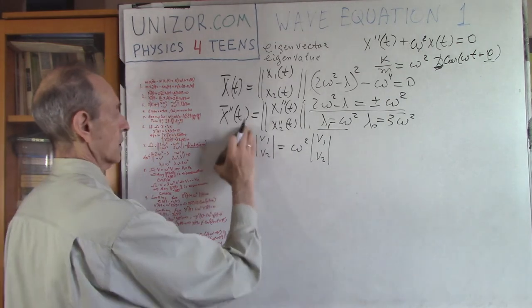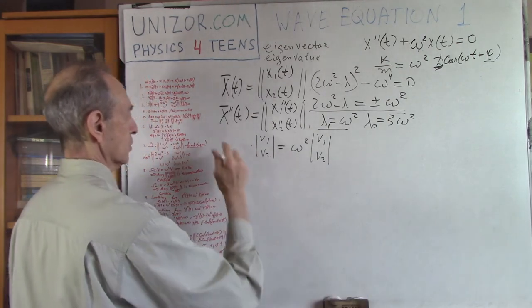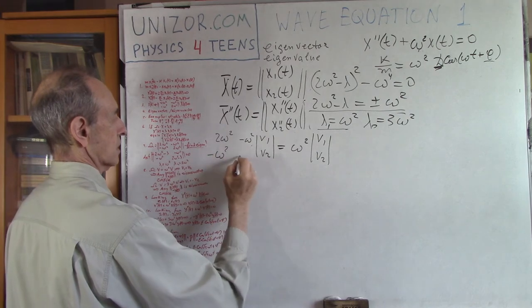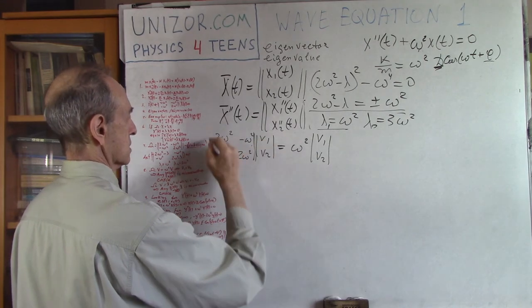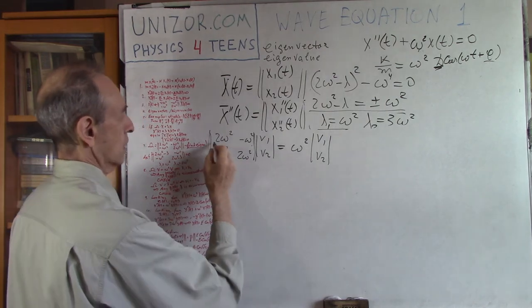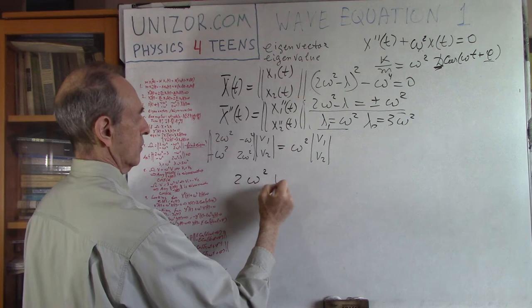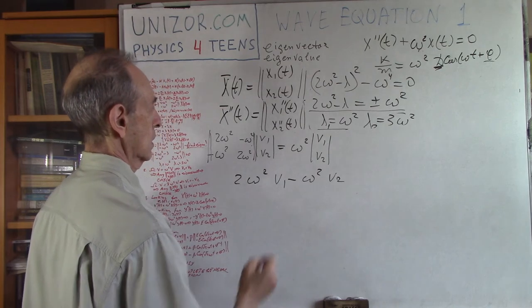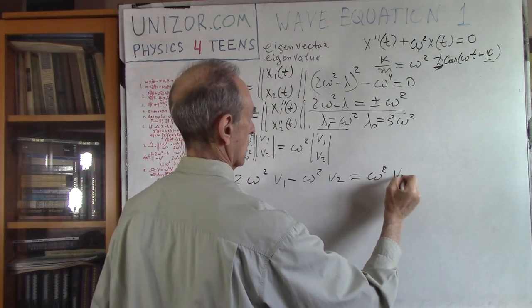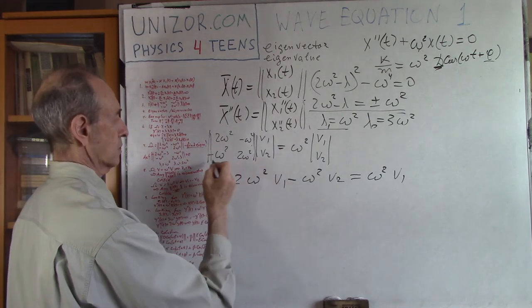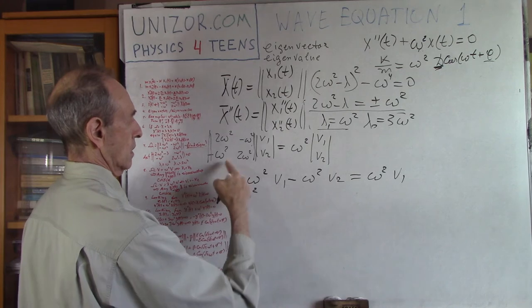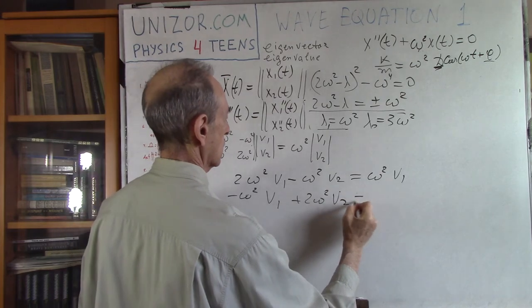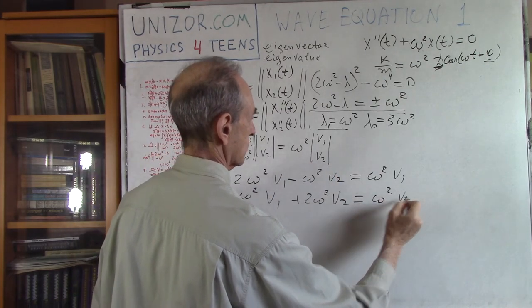So instead of the omega matrix, I will put exactly what it is: 2 omega square, minus omega square, minus omega square, 2 omega square matrix. It must multiply the vector, giving 2 omega square v1 minus omega square v2 equal to the first one. Now this one: minus omega square v1 plus 2 omega square v2 equals omega square v2.